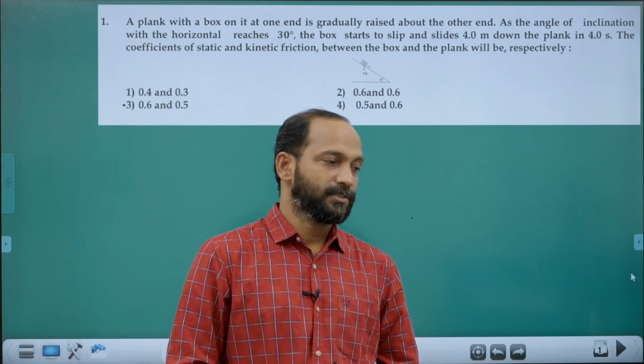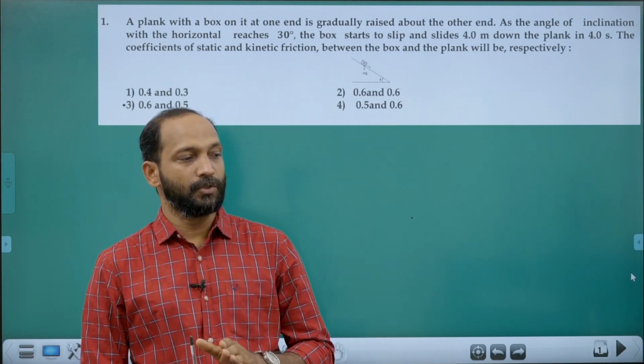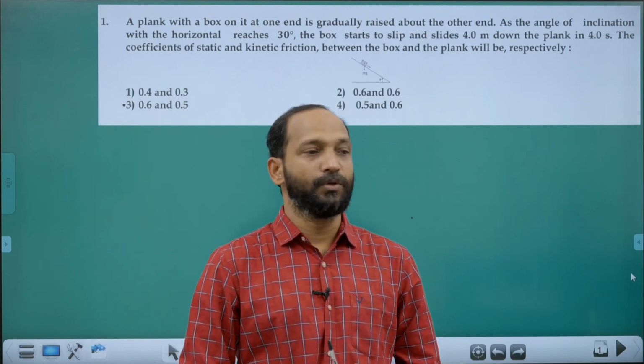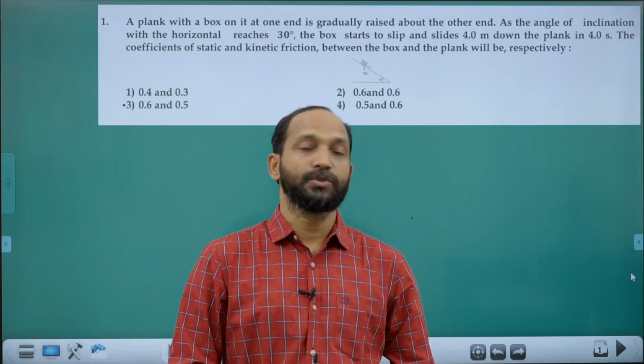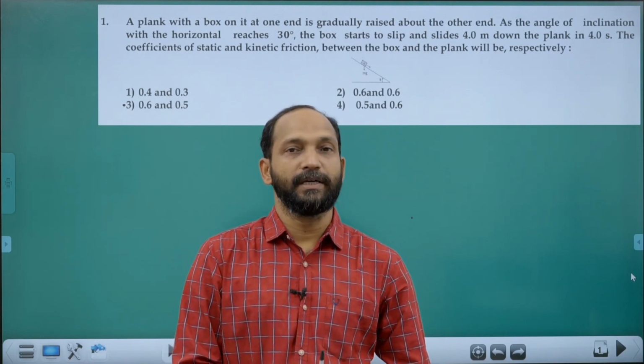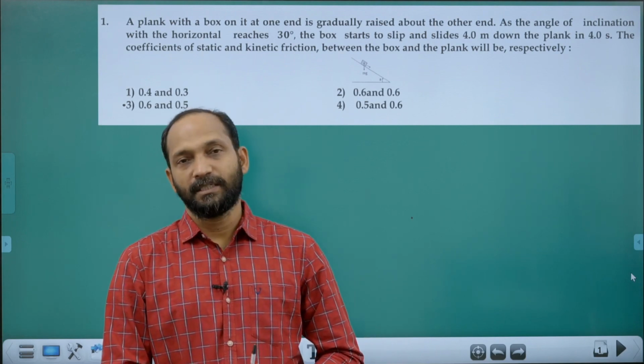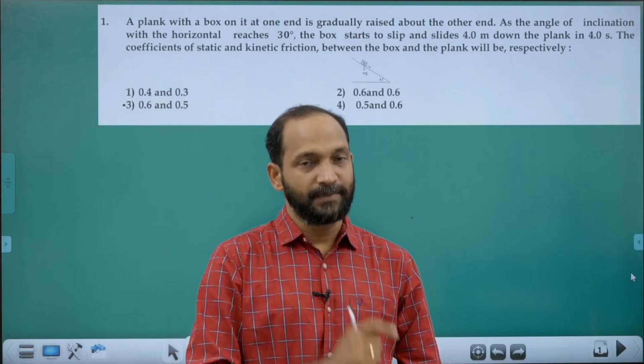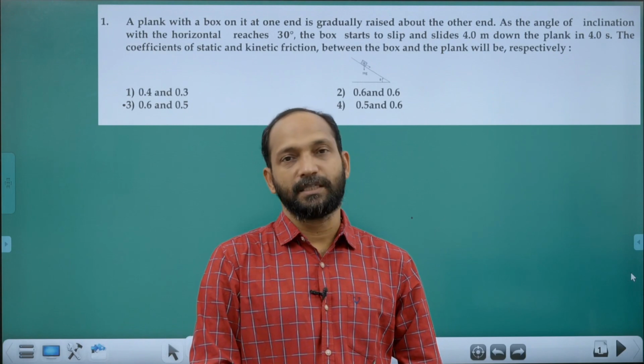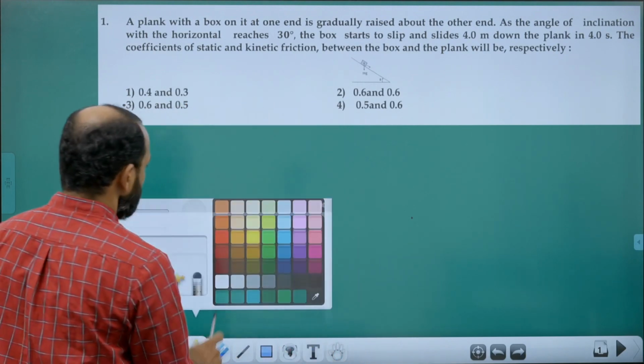But there are two options, 0.6 and 0.6, and also 0.6 and 0.5. We have to go for option 3 because the coefficient of static friction and the coefficient of kinetic friction are not the same. The kinetic coefficient is slightly less. Also, you can justify your answer by using this equation.